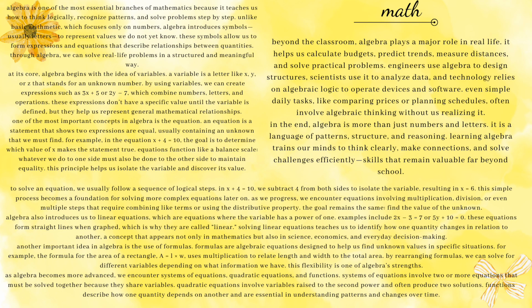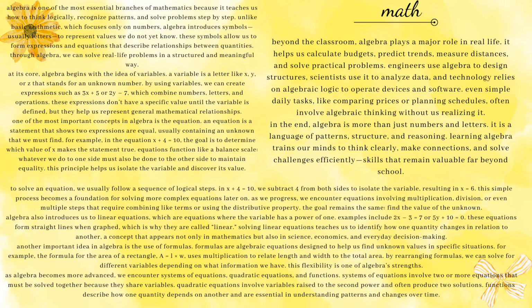One of the most important concepts in algebra is the equation. An equation is a statement that shows two expressions are equal, usually containing an unknown that we must find. For example, in the equation x plus 4 equals 10, the goal is to determine which value of x makes the statement true. Equations function like a balance scale. Whatever we do to one side must also be done to the other side to maintain equality. This principle helps us isolate the variable and discover its value.